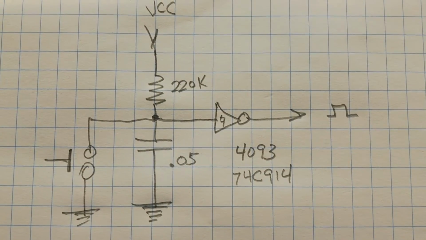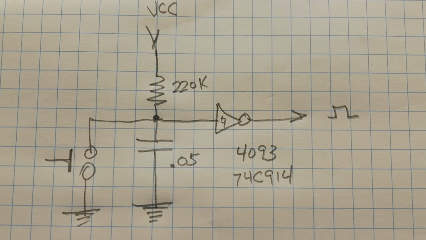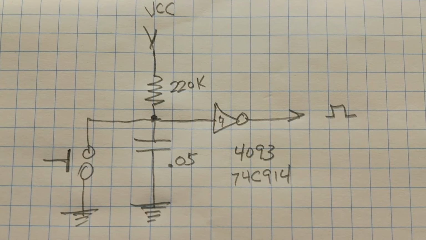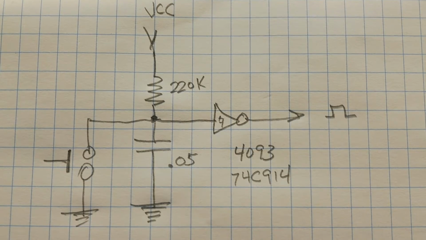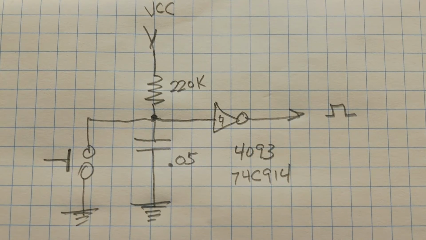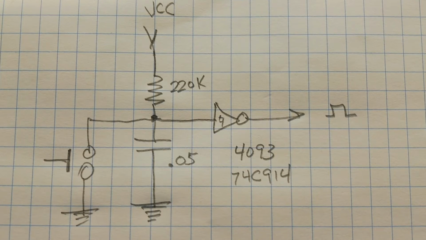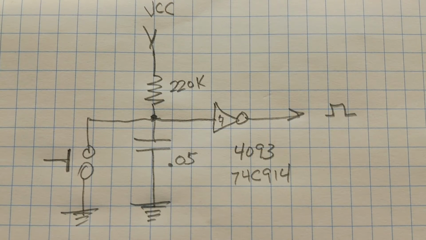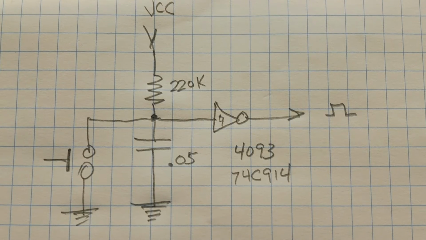Okay, here's a couple of circuits that use RC time constant to clean up contact bounce on a switch. And you can see here a resistor and a capacitor in series. And the capacitor is fed into the input of an inverter, a 4093 or a 74C914. And that's a Schmitt trigger inverter. It has to be a Schmitt trigger for the circuit to work properly.